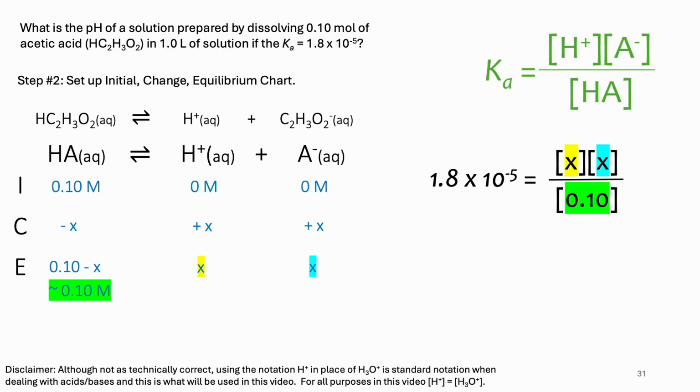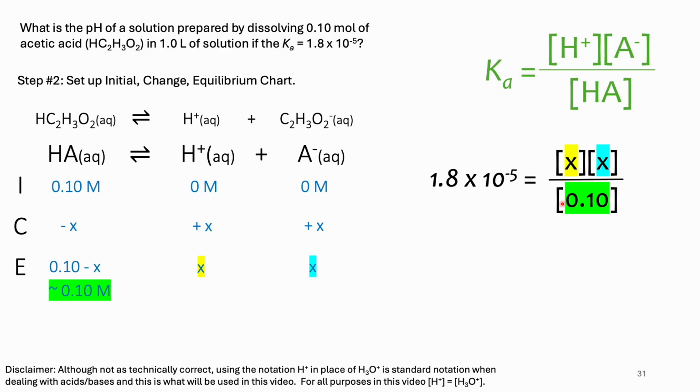The last thing I'll note here is that if you don't want to make this approximation, if you don't want to make the approximation that X is so small that when you subtract it from this initial concentration of your weak acid, it doesn't substantially change the value, you don't have to do that. You can plug in your equilibrium concentration for your weak acid as 0.1 minus X. You're going to just put that value in here in your equilibrium constant expression, 0.1 minus X, and you can still solve this mathematically. You would just need to use the quadratic equation.